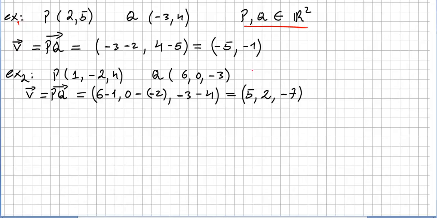I picked a quick example of 2 points in R3, point P 1, minus 2, 4, point Q 6, 0, minus 3. So the vector V, that will be PQ, will be 6 minus 1, 0 minus minus 2, minus 3 minus 4, and that will be vector 5, 2, minus 7. So this is also a vector in R3.